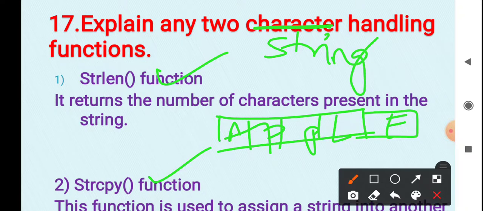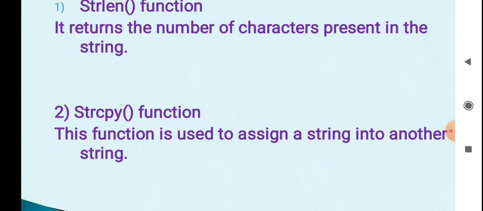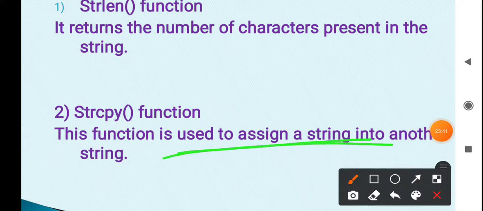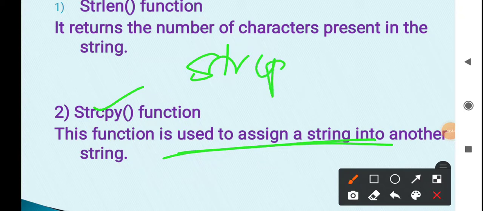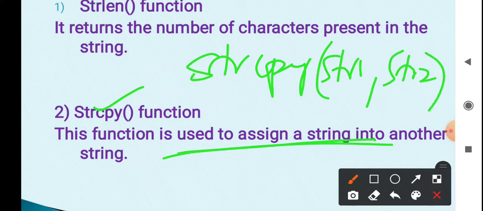Next, string copy. What does string copy mean? It will copy one string to another string. That is done by using string copy. So strcpy of str1 comma str2. Here str2 will be copied to str1. What does str mean here? String. One string will be copied to another string. That is done by using the string copy function. Okay.